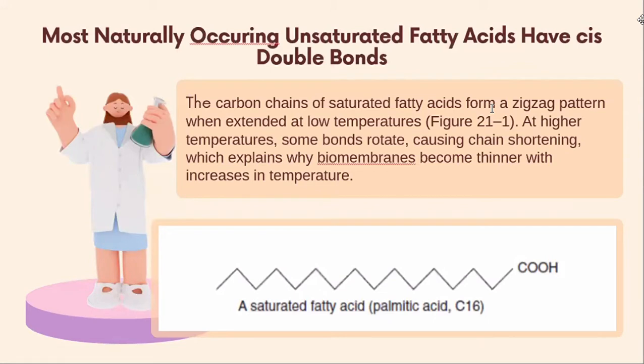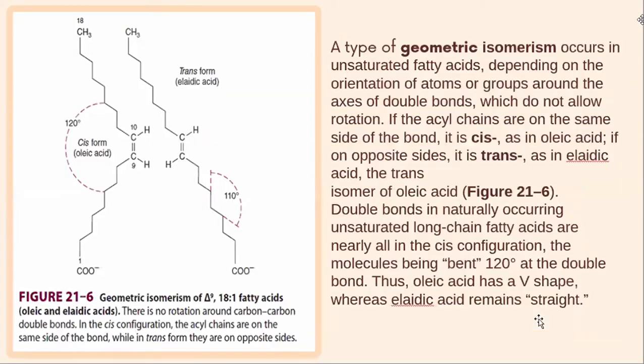What about the most naturally occurring unsaturated fatty acids, which have cis double bonds? The carbon chains of saturated fatty acids form a zigzag pattern, which is extended at low temperatures. At higher temperatures, some bonds rotate, causing chain shortening, which explains why biomembranes become thinner with increasing temperature. A type of geometric isomerism occurs in unsaturated fatty acids too, depending on the orientation of atoms or groups around the axis of double bonds, which do not allow rotation.